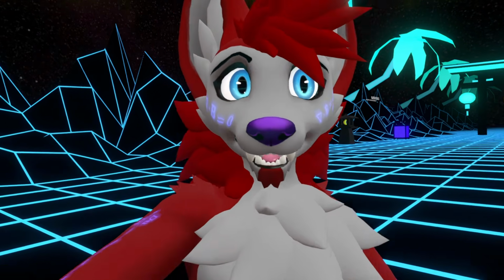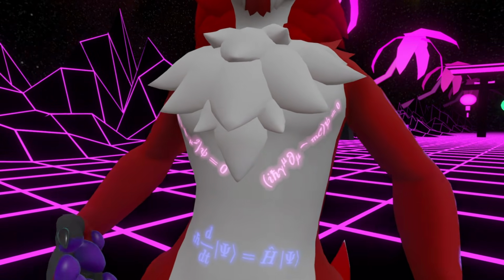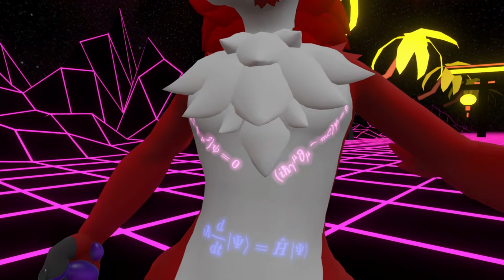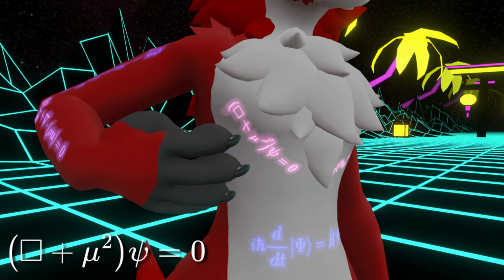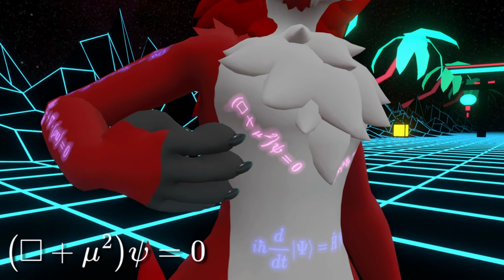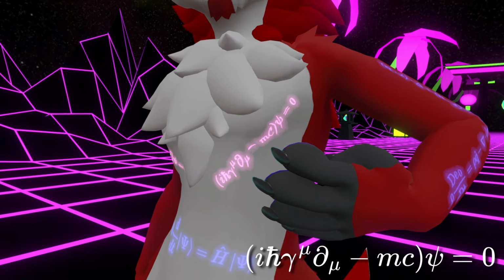On my chest, we have the equations for particles that are moving relativistically fast. This is the Klein-Gordon equation and the Dirac equation. The Klein-Gordon equation describes quantum mechanical particles that have spin 0, and the Dirac equation describes particles with spin 1/2.